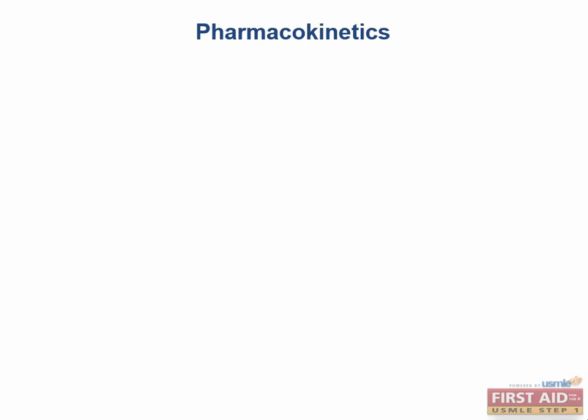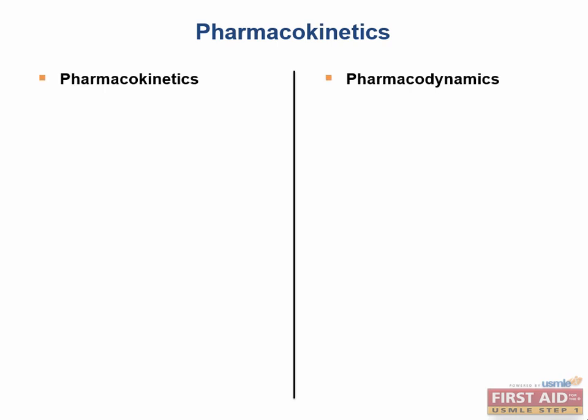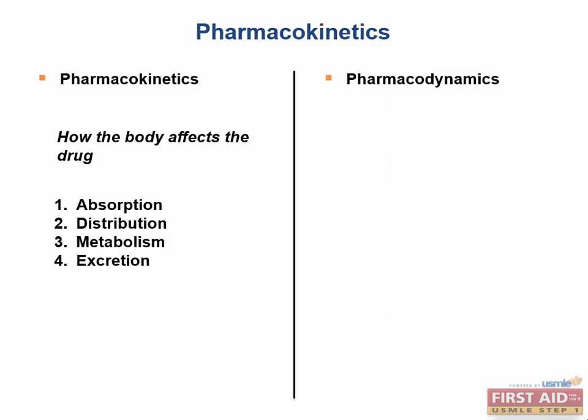We can now transition from enzyme kinetics into the high-yield concepts of pharmacokinetics and pharmacodynamics. What's the difference between these two? Well, pharmacokinetics can be simplified to how the body affects a drug. The body can affect a drug in four important ways: absorption, distribution, metabolism, and excretion. We're going to cover these four concepts in more detail coming up.